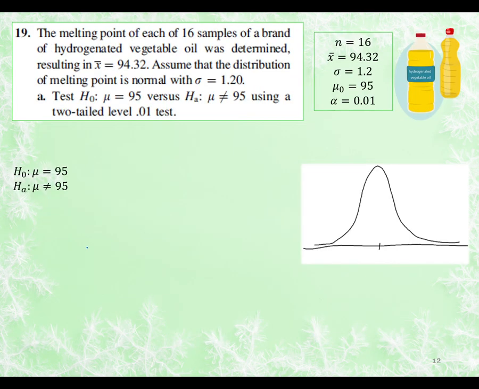So let's look at one of the examples in your textbook. We have here the melting point of each of the 16 samples of a brand of hydrogenated vegetable oil was determined, resulting in a sample mean of 94.32. Assume that the distribution of melting points is normal with sigma equal to 1.2. So you can see here, there's our first assumption, normality. We know what sigma is as well.